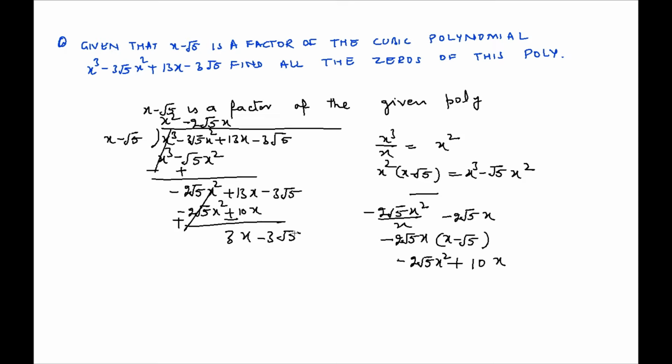Again write 3x by x. You will have 3 as a third term of the quotient. You will have 3x minus 3 root 5. So write 3x minus 3 root 5. Change the sign. Both the terms will be cancelled. You will have 0 as a remainder.